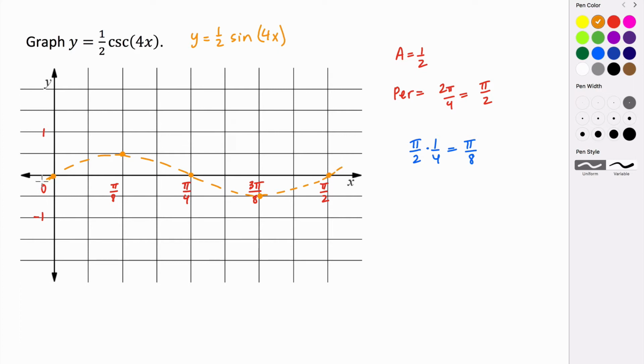And we're going to use this sine function to graph our cosecant function. So again, if you remember, anywhere that there was an x-intercept on the sine function, it becomes a vertical asymptote for the cosecant, because the reciprocal of 0 is going to be an undefined value. So x-intercepts are going to turn into vertical asymptotes.